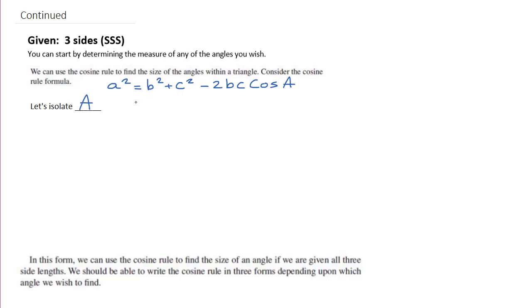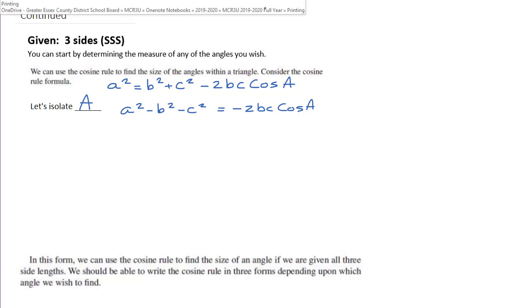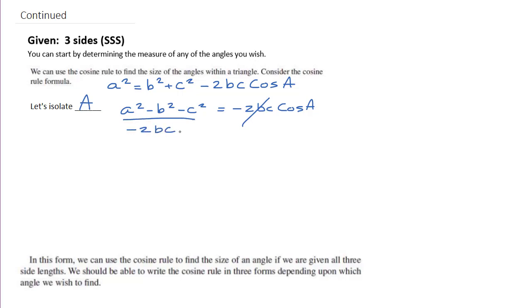So how would I do that? Well, first thing I do is I would subtract B squared and subtract C squared, leaving negative 2BC cos of A. What's the next thing I do? Well, I divide everything by negative 2BC. So I divide this side by negative 2BC, divide this side by negative 2BC. Now, it'd be a little neater because we have a negative on the bottom, so I'm just going to divide everything by a negative, and all that's going to do is switch the signs.